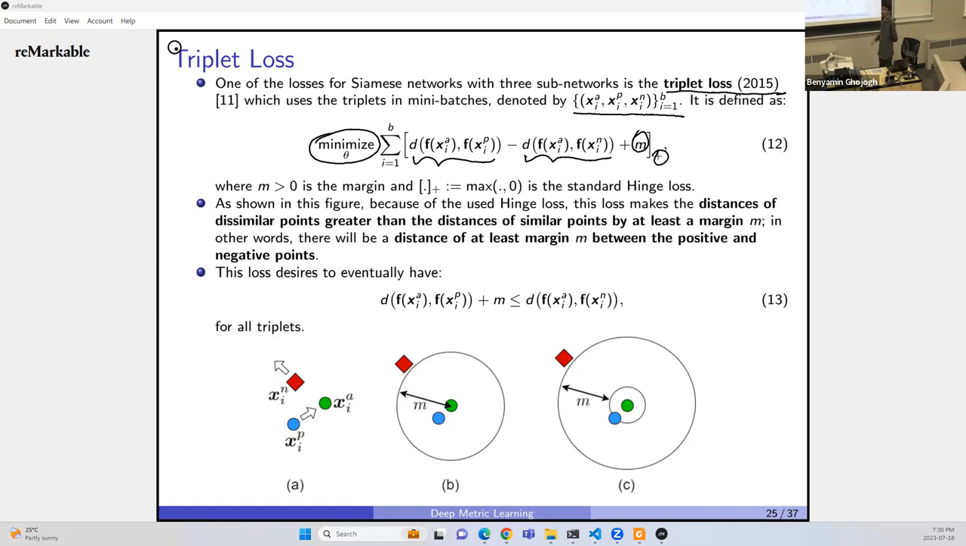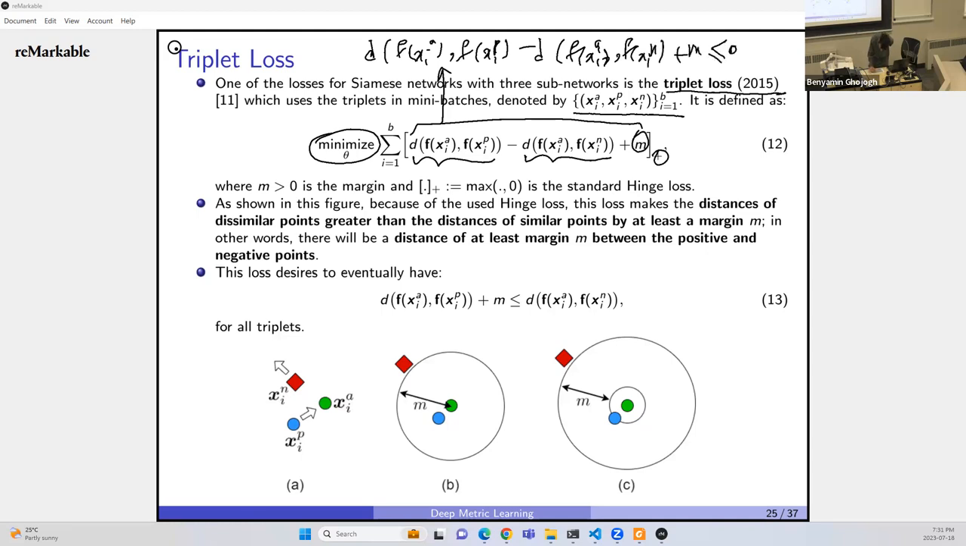But the interpretation is a bit different here. It means that here inside, I care about it only if it is positive, right? When it becomes negative, I shouldn't care. And what does it mean? Let's talk about it. When does this become negative? Can you tell me? When don't I care about it? Let's write it down. D of f of xi a and f of xi p minus d of f of xi a, f of xi n plus m, when it becomes negative or less than or equal to zero, I don't care, right? Not care.